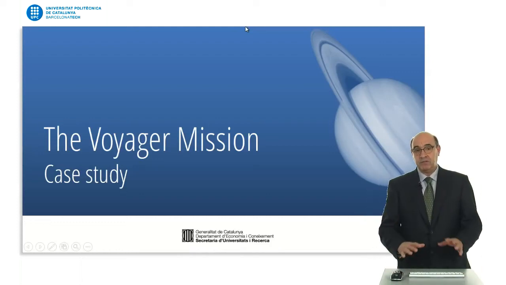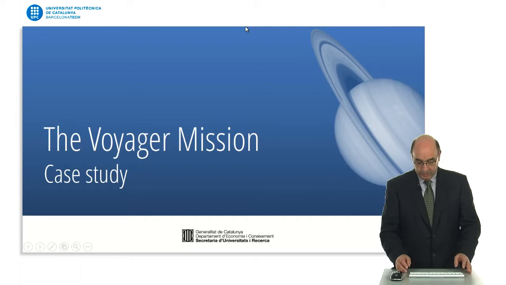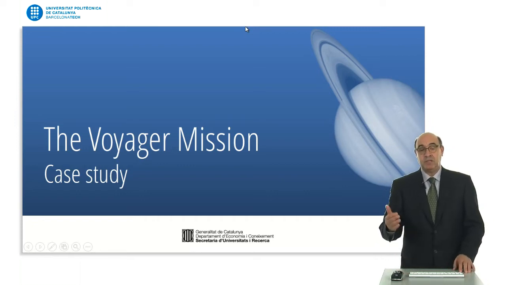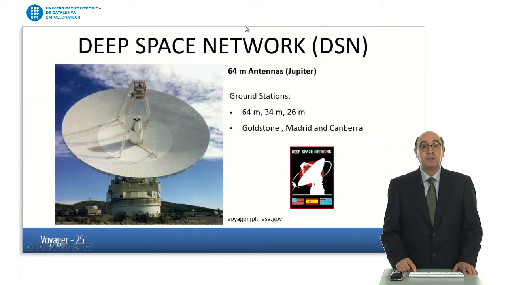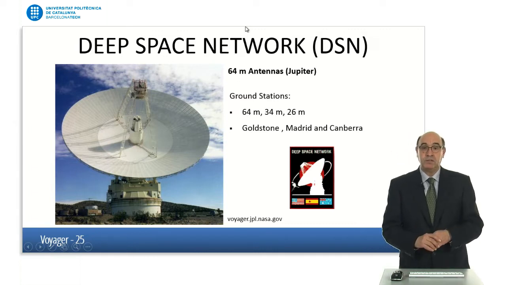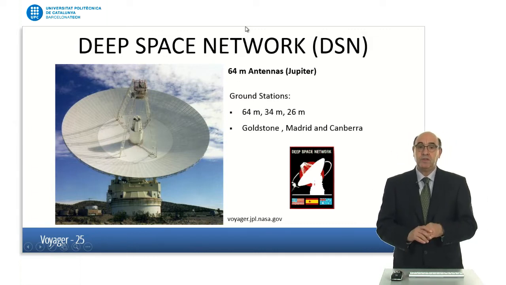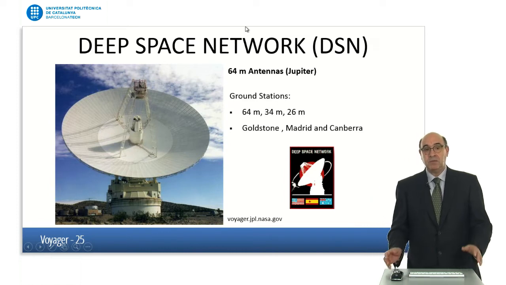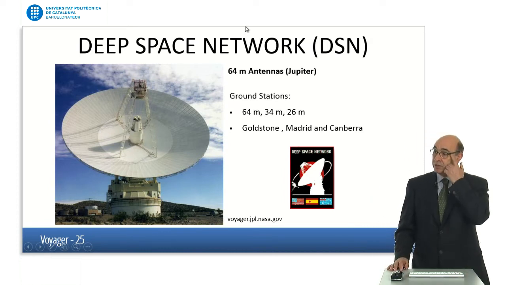Now we have all the information to write the link budget for the uplink and the downlink of the Voyager mission. We have seen the data for the space segment, for the probe. Now some images and data for the ground station, for the Earth station.